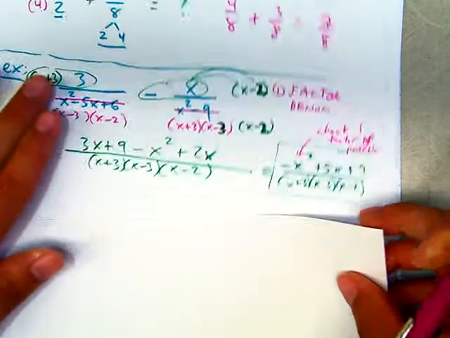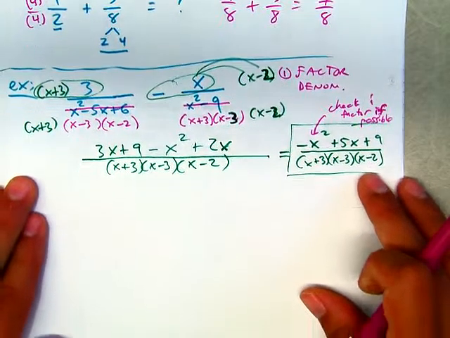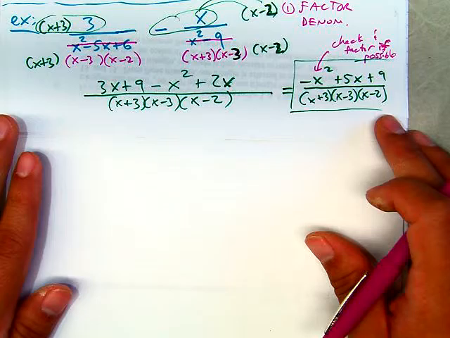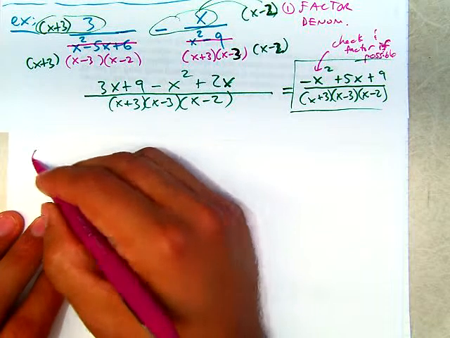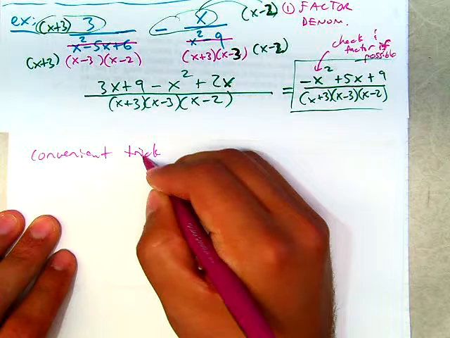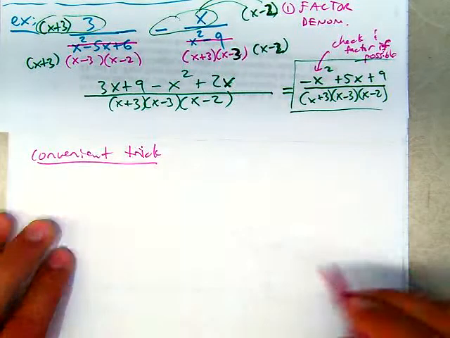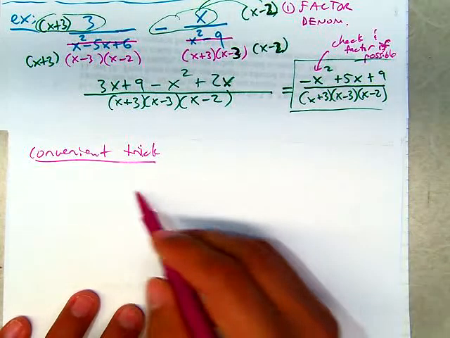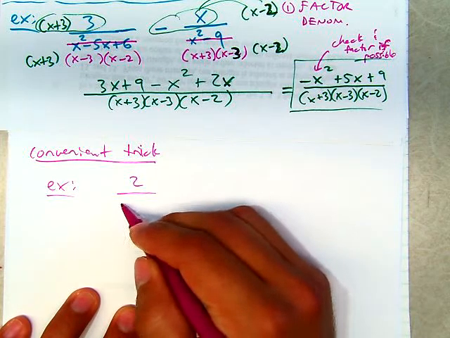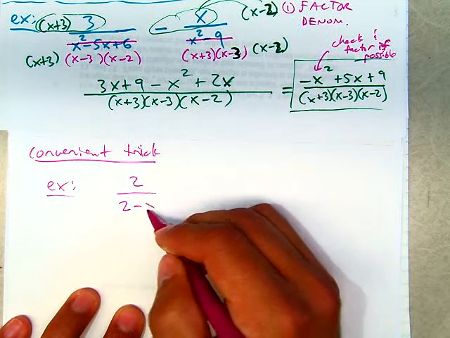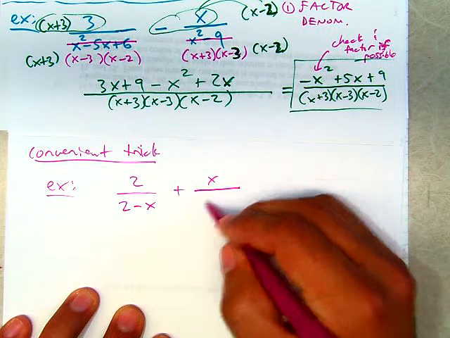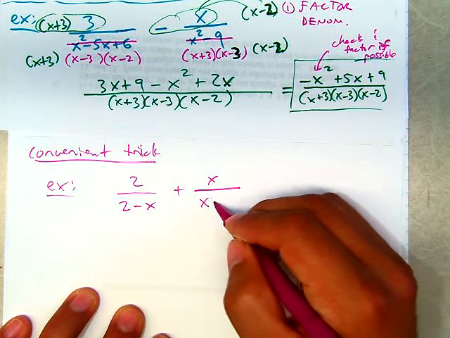Are there any questions on that particular question? That example? Okay, before we do multiplication and division, here's a convenient trick. Well, it's not really a trick, but if you have something like, let's say 2 over 2 minus x plus, let's say, x over x minus 2.